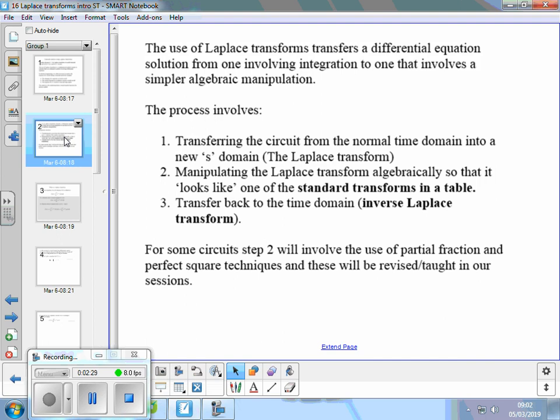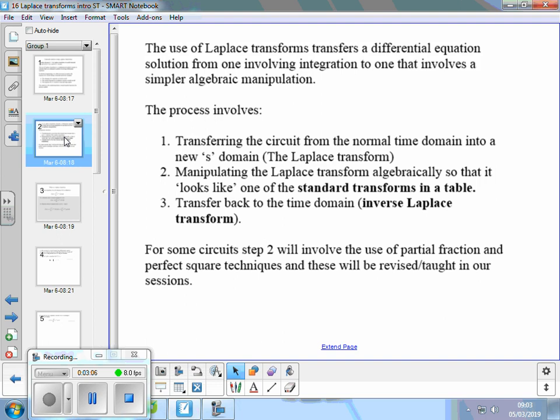So what this process involves is transferring the circuit that you have from the normal time domain into a new domain, what's called the S domain, the Laplace transform. Then you manipulate the Laplace transform algebraically so that it looks like one of the standard transforms in the table, and once you've got it looking like that, you can transfer it back to the time domain. That's found in the inverse Laplace transform.